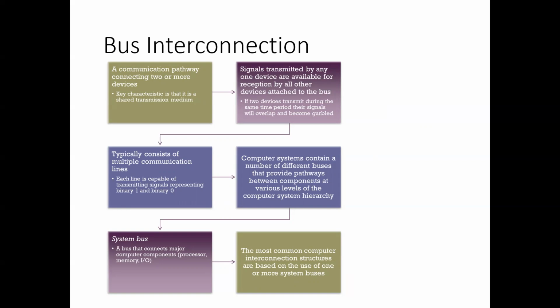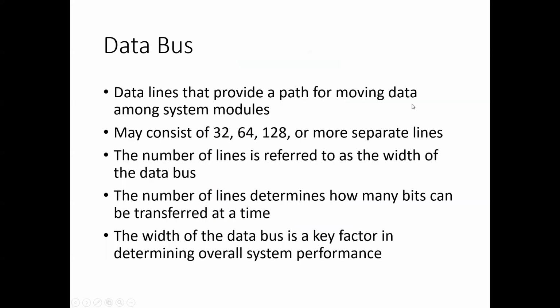Most common computer interconnection structures are based on the use of one or more system buses. And there are three different types of buses: data, address, and control. So let's talk about the data bus.